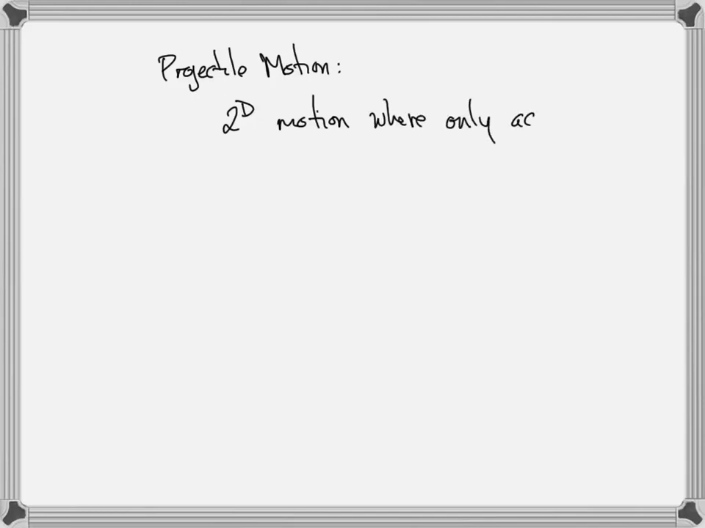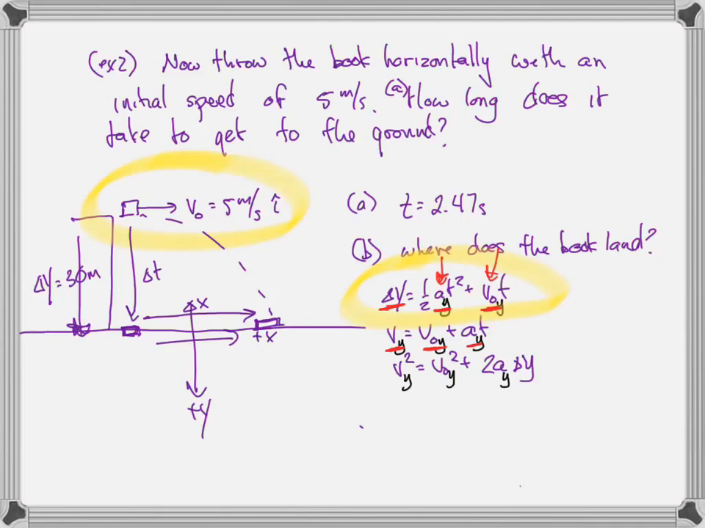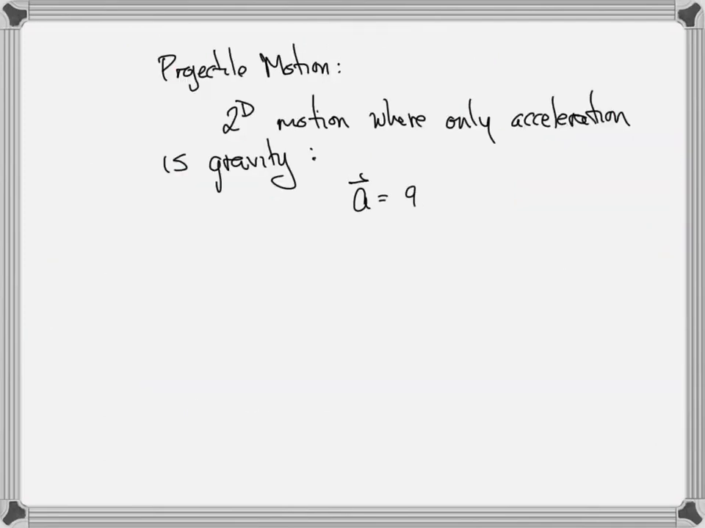So projectile motion, 2D motion where the only acceleration is gravity. In other words, what is the acceleration of the body, of the book, in this case? It's 9.8 meters per second squared in the y direction. And again, I go back and forth between y hat and j hat. You can call it y hat, you can call it j hat, but that's the acceleration.